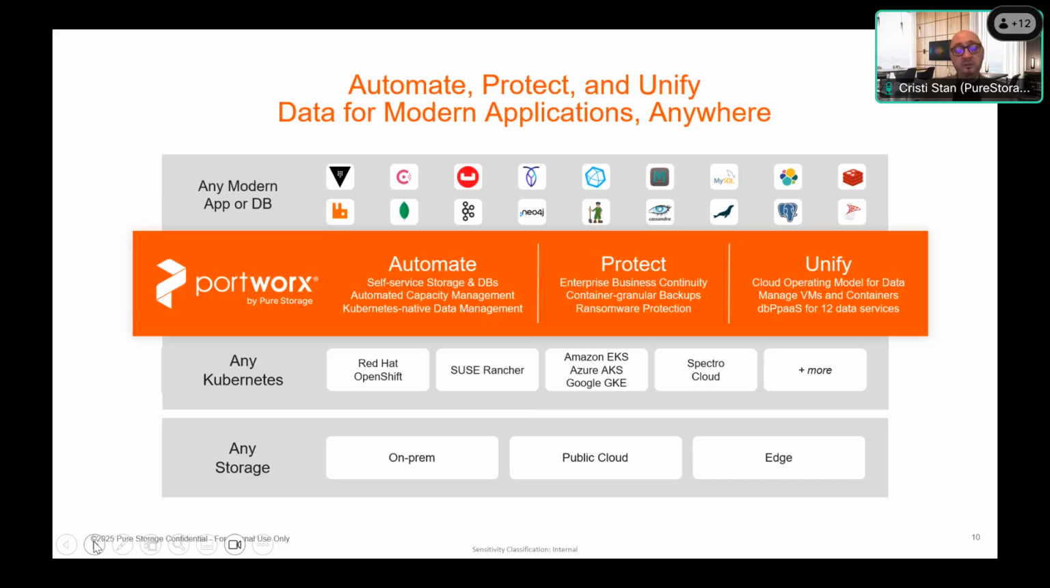You can create hybrid environments, creating data mobility between on-prem and the cloud. We can protect the data. We know how to do data availability, we know how to encrypt the data, we know how to do role-based access control, and of course, we know how to do the automation part.